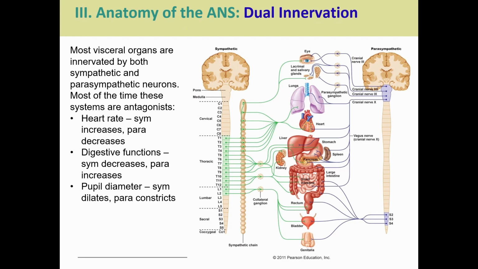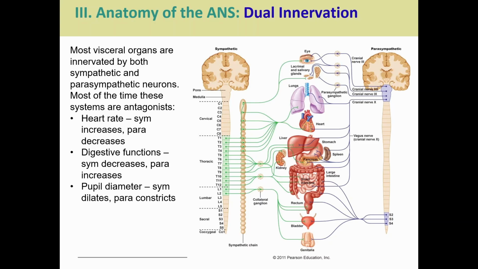So most of our visceral organs are going to be innervated by both sympathetic and parasympathetic, because a lot of times parasympathetic and sympathetic work opposite of each other, right? For the sympathetic side, we increase heart rate. For the parasympathetic side, we decrease heart rate. Digestion: sympathetic slows it down, parasympathetic speeds it up. Pupil diameter: sympathetic dilates it, parasympathetic constricts it. So we see that these two systems work opposite of each other, and this is one way that we are able to maintain homeostasis overall.